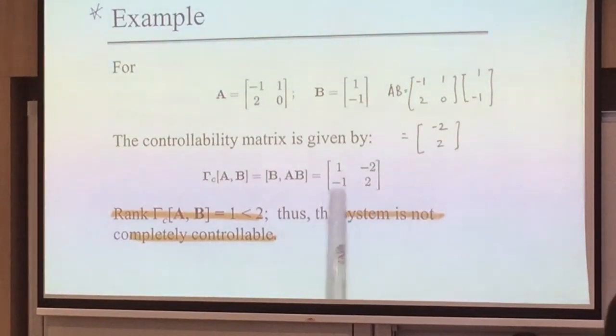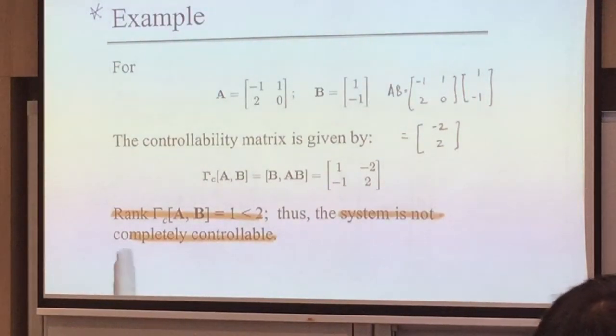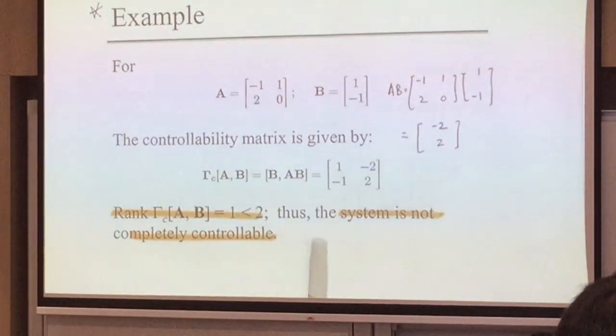You can see that the first row is the second row times minus 1. So these two rows are dependent. They are not linearly independent. So the rank of Gamma_c(A,B) is 1, which is less than 2. Thus the system is not completely controllable.